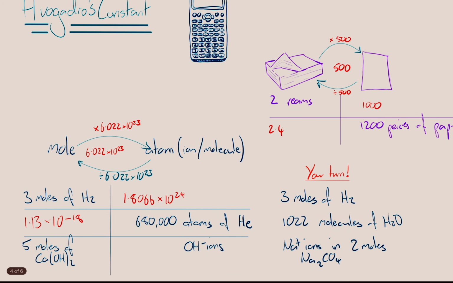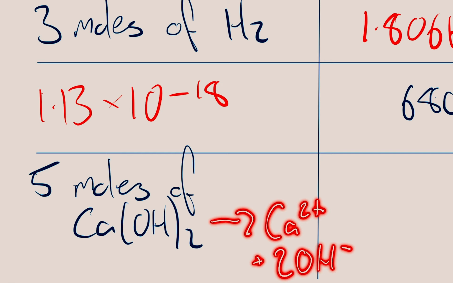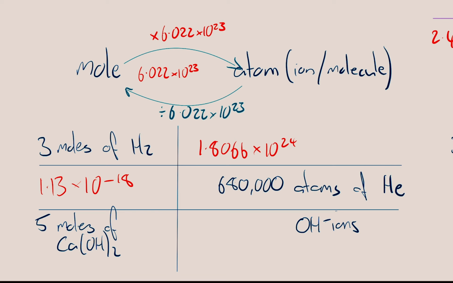Last one, we've got 5 moles of calcium hydroxide, and this time we need to work out how many OH minus ions we make. So this is interesting, right? Because we've got calcium hydroxide, and in each of those we've got one lot of calcium 2 plus and 2 lots of OH minus. So we need to multiply this 5 by 2 here. So we've got 10 moles of OH minus. We're going to multiply that by Avogadro's constant, and then we get to 6.022 times 10 to the 24.